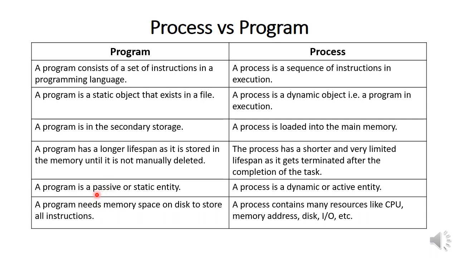A program is a passive or a static entity. This means that a program remains on the permanent storage device till it is loaded into the main memory for execution. So it's a passive entity. Whereas a process is a dynamic or an active entity, means a process resides in the main memory and waits for the processor to execute it.